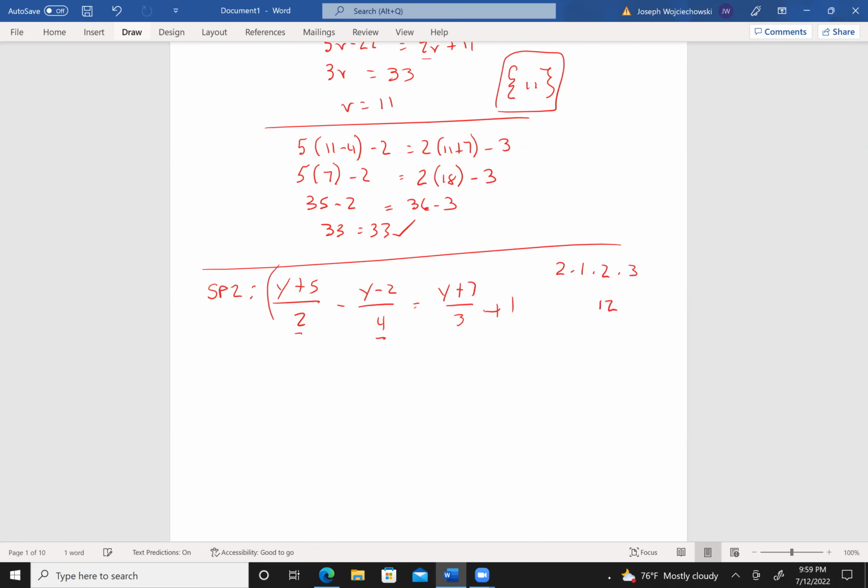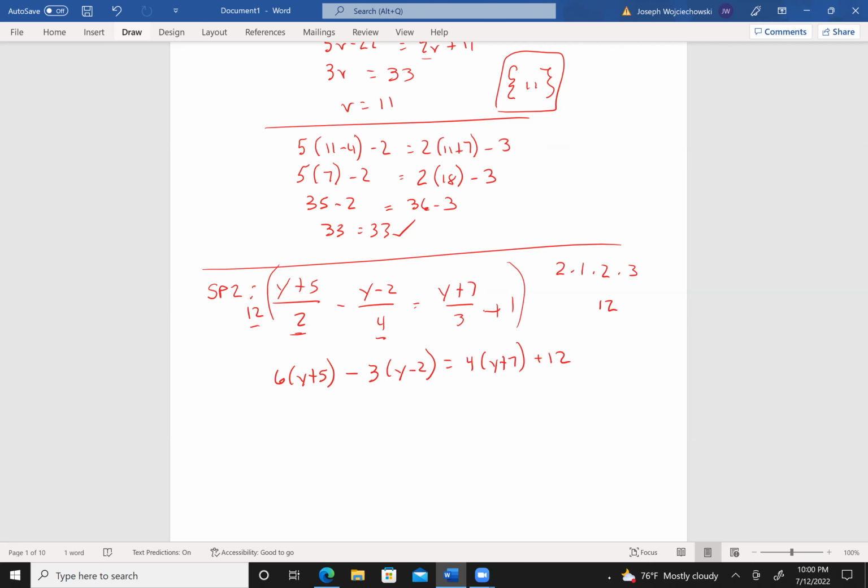So what I do is I multiply everything in here by 12. So 12 times y plus 5 over 2 would be 6 times y plus 5 minus 12 times y minus 2 over 4. Well, 12 divided by 4 would be 3 times y minus 2. 12 times y plus 7 over 3. Well, 12 over 3 is 4. So we have equals 4 times y plus 7. And then 12 times 1 is simply 12.